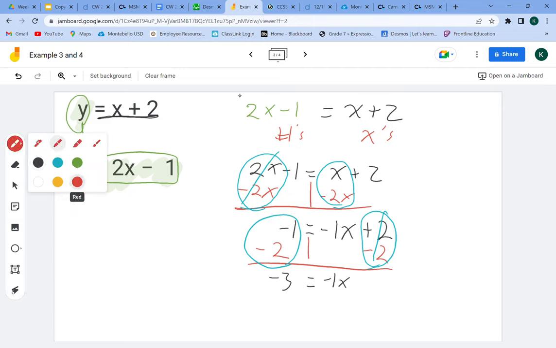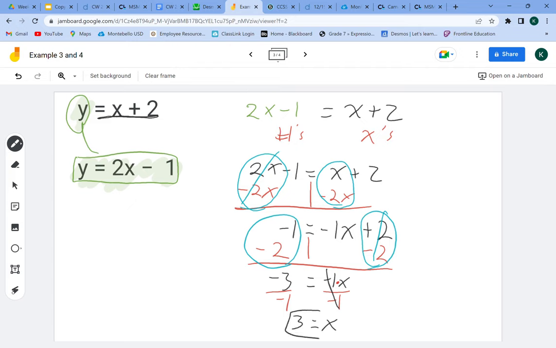And then what I'm going to do next, okay, because x is still not by itself, so I do the opposite of multiplication, which is division. So I'm going to divide by a negative 1 on both sides. This creates a giant 1, so I have 1x is equal to positive 3. So this is my x value. But again, remember the criteria. You need to have the answer in an ordered pair. Okay? Notice I only have the 3. I don't have the y yet.